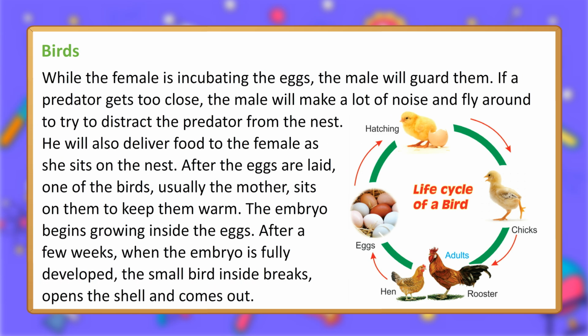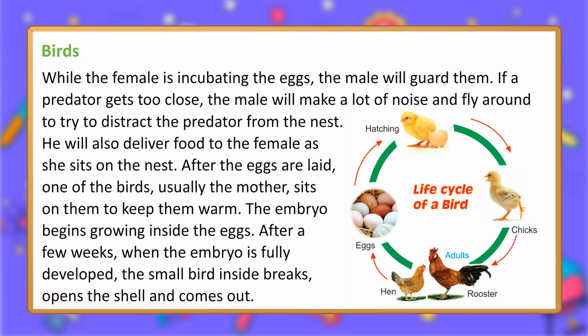While the female is incubating the eggs, the male will guard them. If a predator gets too close, the male will make a lot of noise and fly around to try to distract the predator from the nest. He will also deliver food to the female as she sits on the nest.